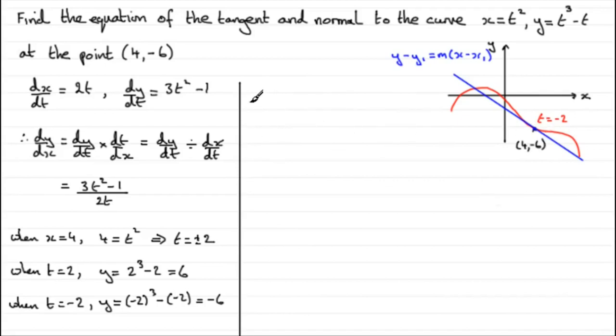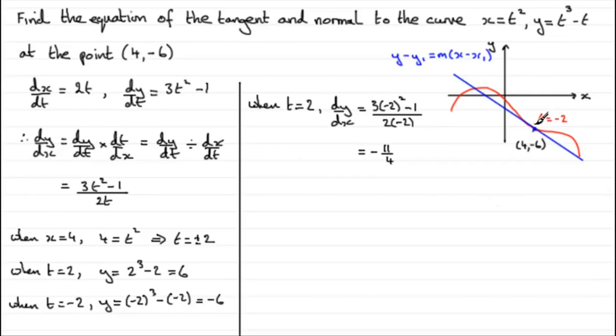So we can say that when t equals minus 2, what is dy dx going to be? Well, dy by dx is going to equal 3 times minus 2 squared. Let's just write it in, show a bit of working, okay? Then minus 1, and that's all divided by 2 times minus 2. So work it out, and what you should find you get is 11 on the top over minus 4, which is minus 11 over 4. So that's the gradient of our tangent here.